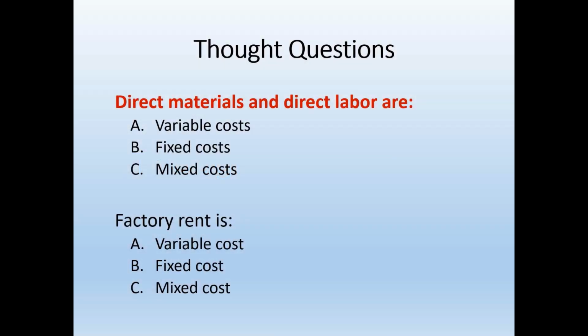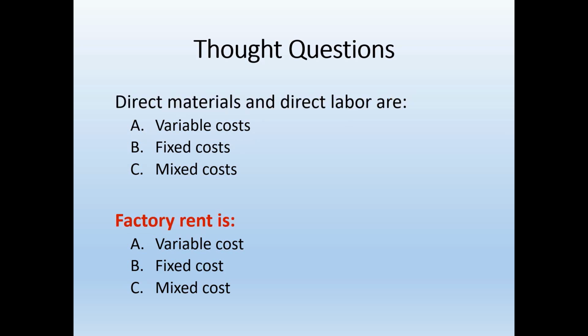Here are some questions to think about. The first question is, what is the behavior of direct materials and direct labor? Are they variable costs, fixed costs, or mixed costs? You're right, they're variable costs because they don't exist if we don't make any units, and they increase in proportion to the number of units that we make.